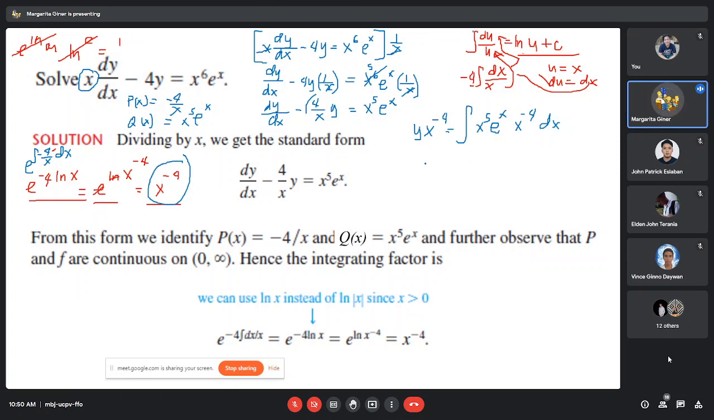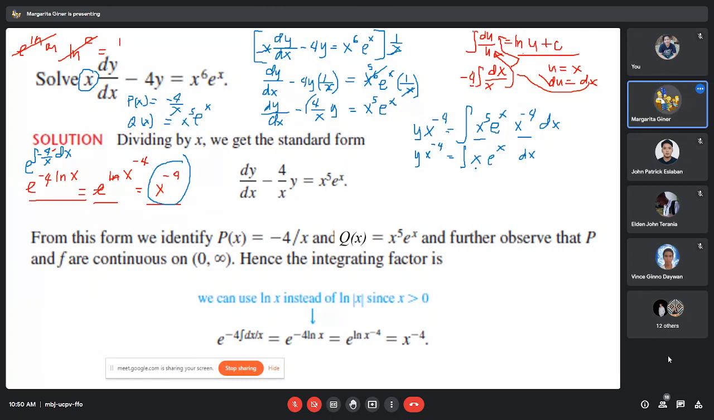Okay? What's next? So, take note of this, that you could combine, you could multiply this. When we multiply, the exponents are added. So, 5 minus 4 is equals to 1. So, what is left is y x raised to negative 4 is equals to the antiderivative of x e raised to x dx.